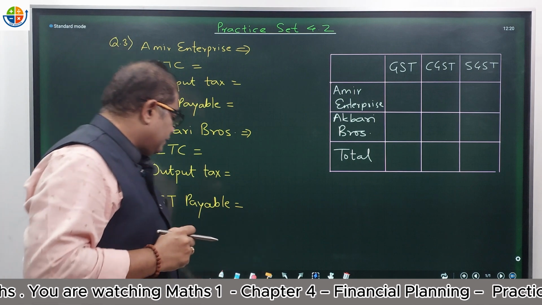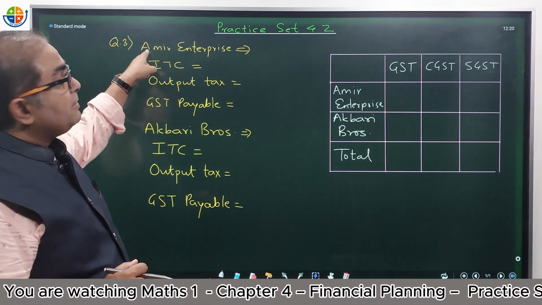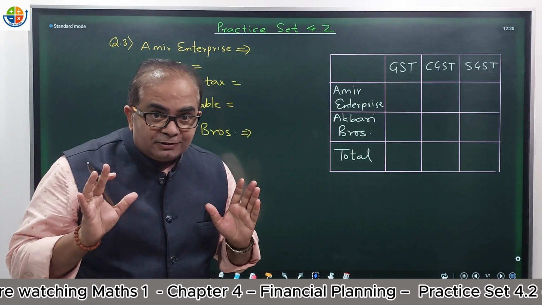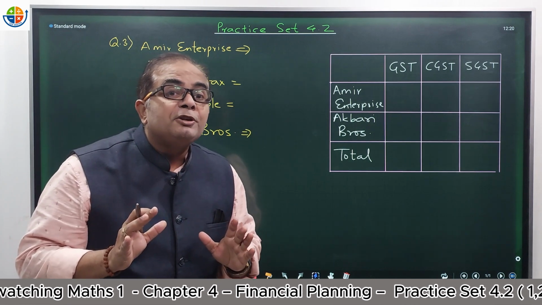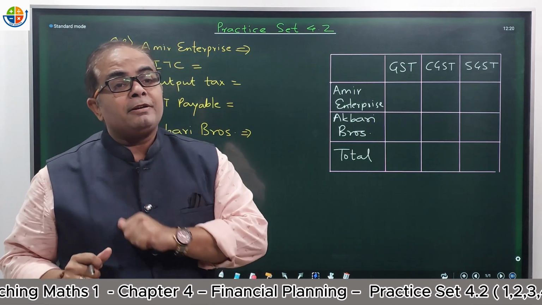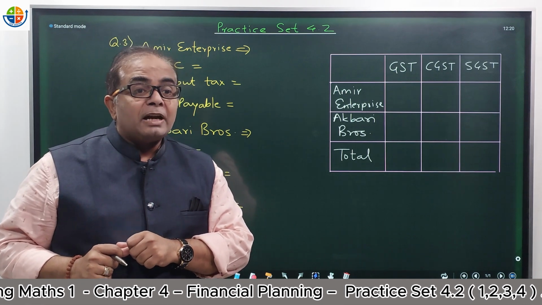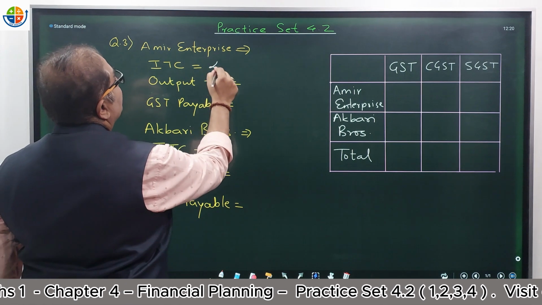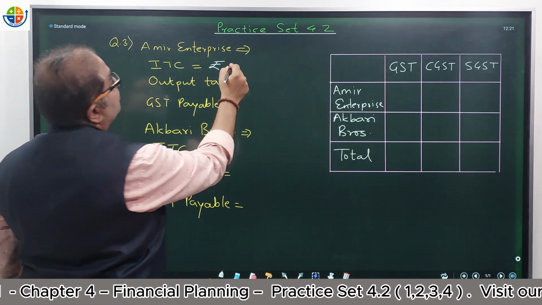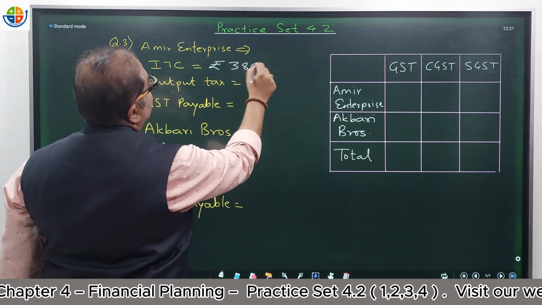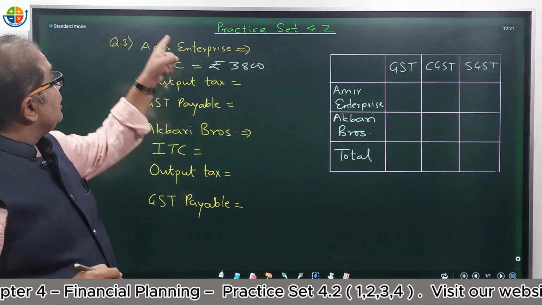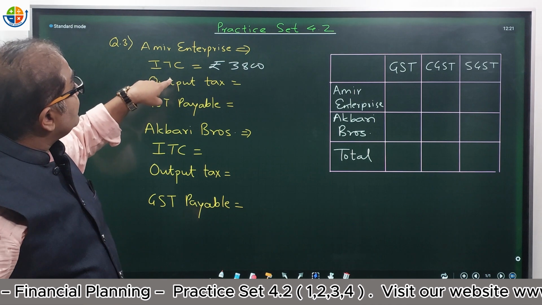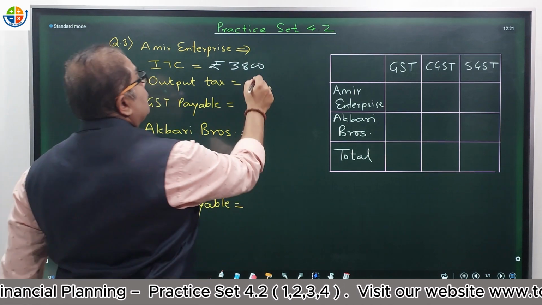Okay. Now here, Amir Enterprises has purchased bottles from somebody else and he has paid a GST of 3,800 rupees. Correct? So that is his input tax credit. So input tax credit for Amir Enterprise is rupees 3,800. Now Amir Enterprises sold these bottles to Akbari Brothers and collected GST of rupees 4,100 from him.